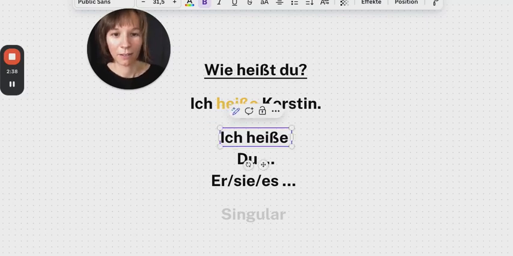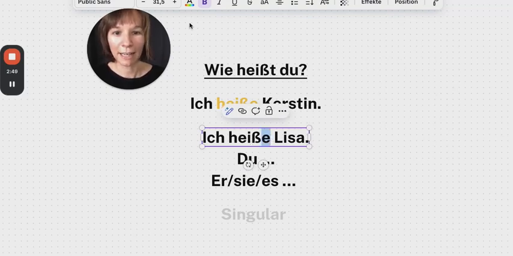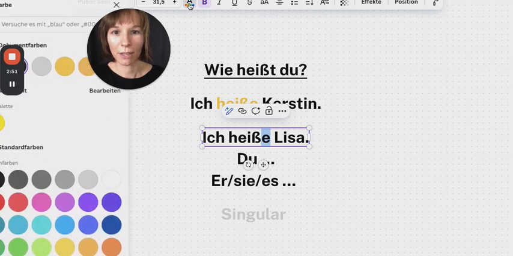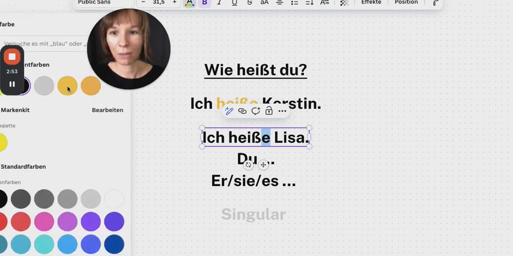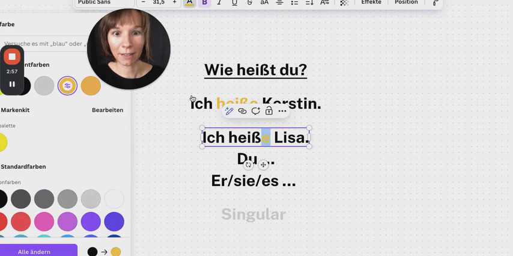So you can do this, of course, with every name. Ich heiße Lisa, ich heiße Klaus, ich heiße Paul. And if you use ich, then we need an E at the end of the verb.